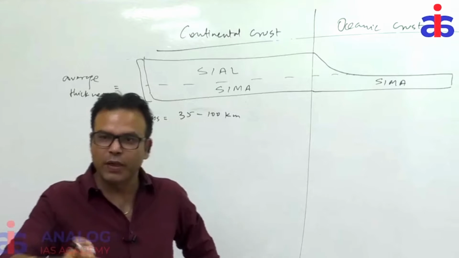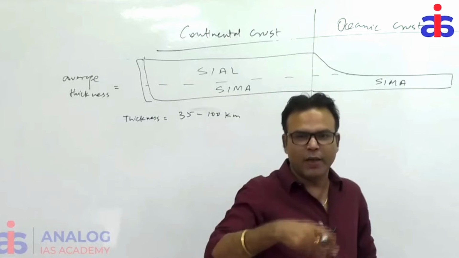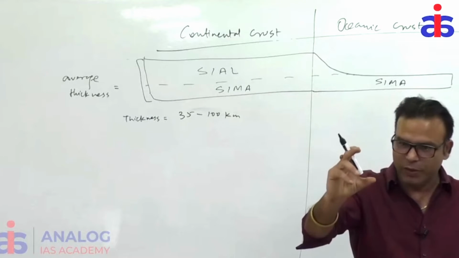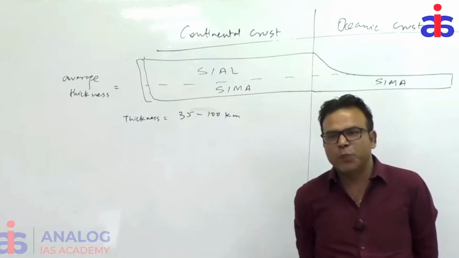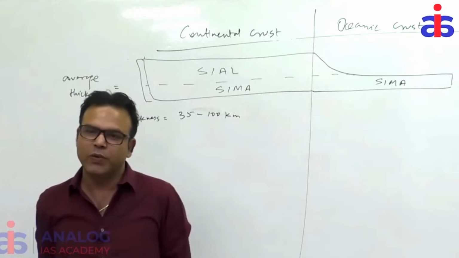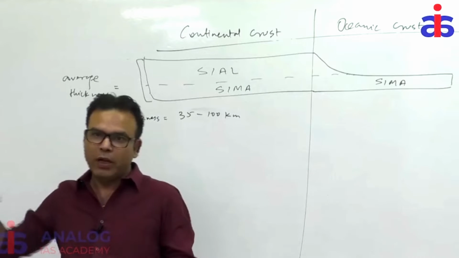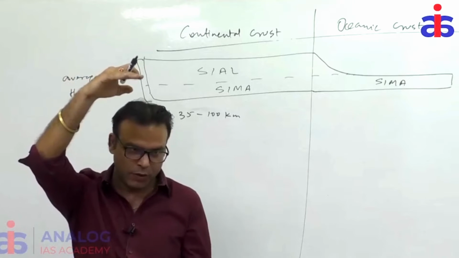Is the thickness of the continental crust the same? No, not. It depends on the relief. The higher the relief, the thicker it will be. Very logical. Higher the relief, more will be what? Thicker. So which place on the earth has the highest thickness of the continental crust? Mount Everest. Mount Everest is the highest point on the earth, so it has deep roots also.